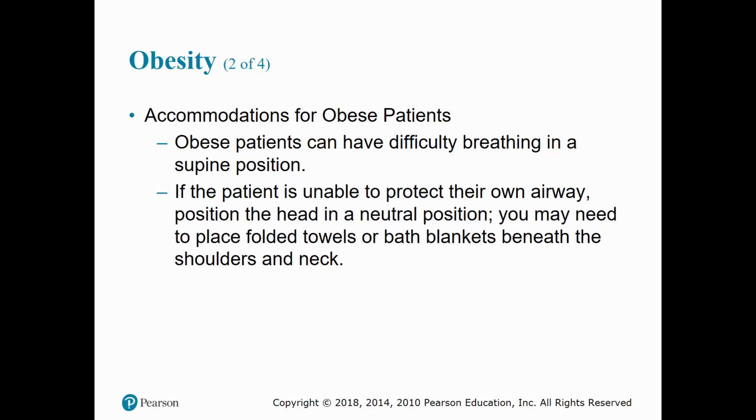Airway occlusion can be prevented in an obese patient by proper positioning of the patient. If the patient is conscious, allow him or her to assume a comfortable position, usually sitting upright or in a slightly reclined position. If the patient cannot protect their own airway, ensure that the airway is maintained in a neutral position to allow airflow.